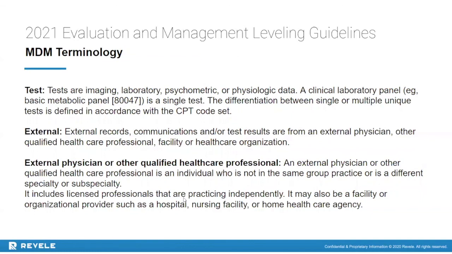For other medical decision-making terminology, what it means by test. This is tests for imaging, laboratory, psychometric, or psychologic data. A clinical laboratory panel, such as a basic metabolic panel 80047, is considered a single test. The differentiation between single or multiple unique tests is defined in accordance with the CPT code set.